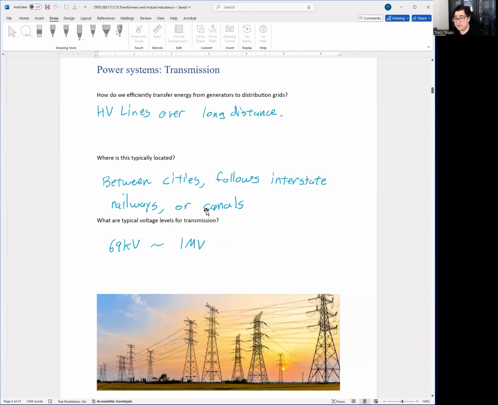Now, it's more efficient to transfer energy long distance the higher your voltage, right? So that's why we make these really high voltage power lines and span them 50 miles between cities, right? So how do we efficiently transfer energy from the generators to distribution grids? High voltage lines over long distance, right? Where do you typically see these? I'm sure you've seen these before, right?